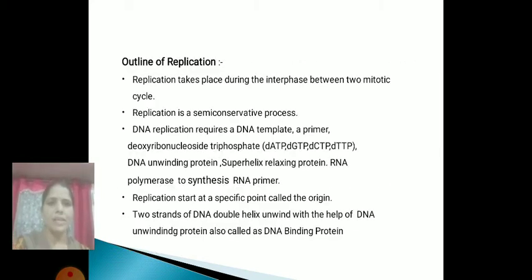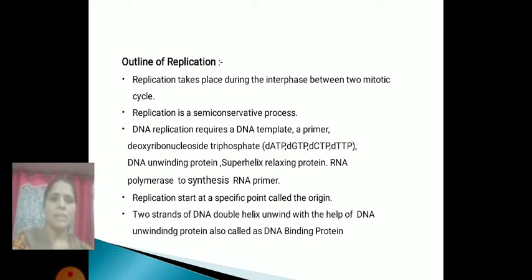Then we see the outline of replication. Replication takes place during the interphase between two mitotic cycles. We know the different phases of mitosis, out of which interphase is one. In this phase, DNA is doubled. That means DNA is replicated.